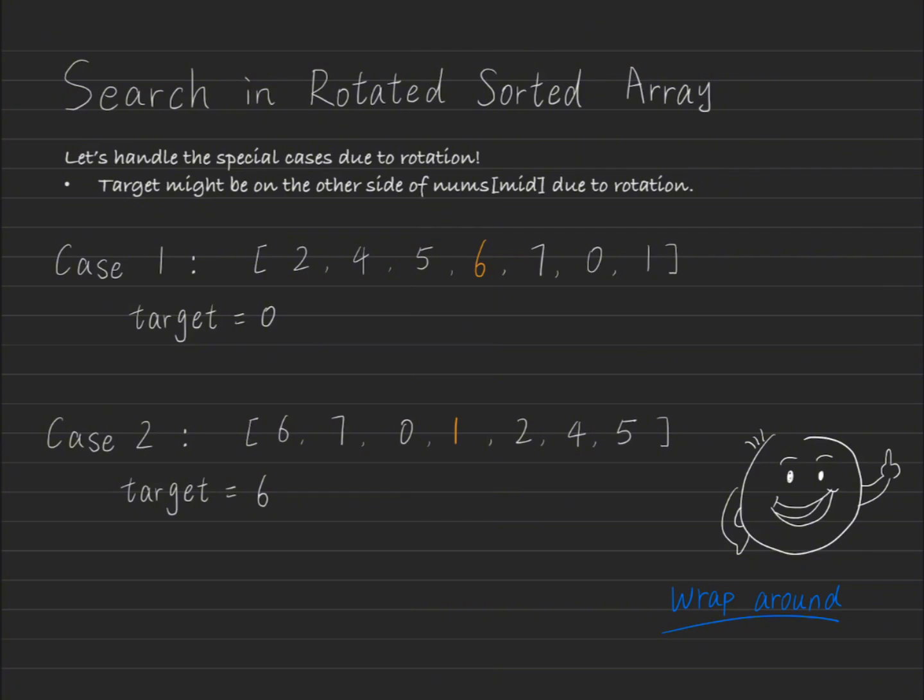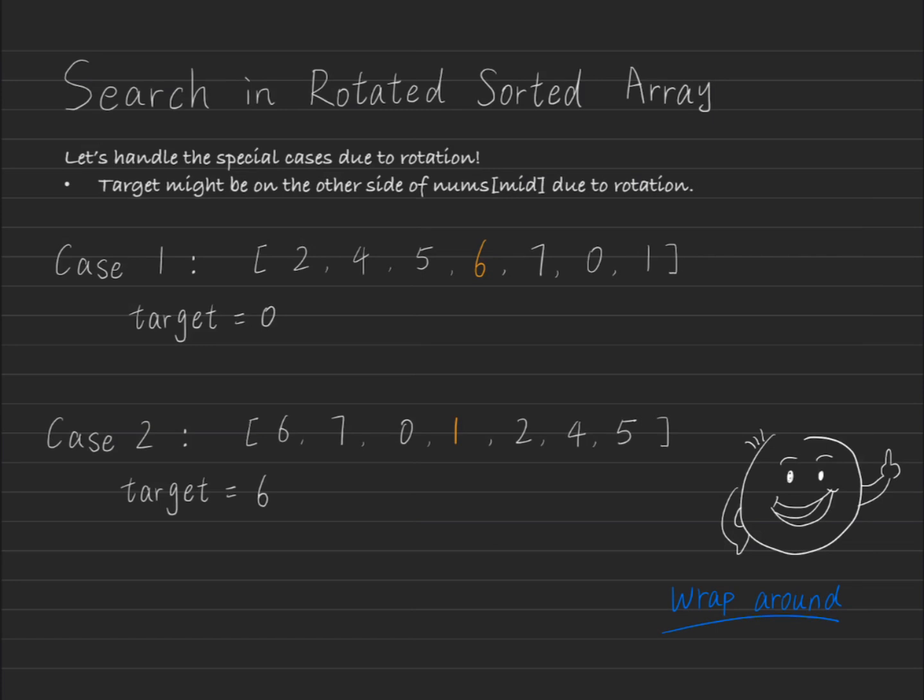Now that we're pretty comfortable with the basic binary search, let's handle the special cases due to rotation. The key point here is that the target might be on the other side of nums[mid] due to the rotation. Look at the following two cases here. In the first case, target is 0, and let's say we're at the middle element 6. Since 6 is greater than 0, normally we will look at the left side. However, in this case, 0 has been wrapped around to the right side.